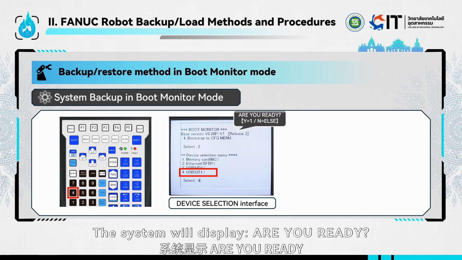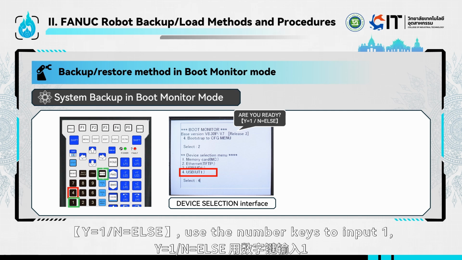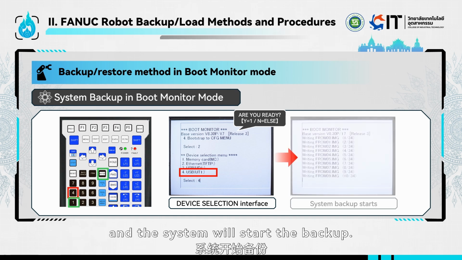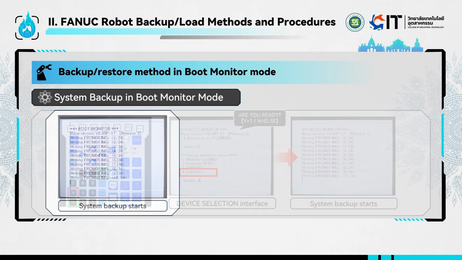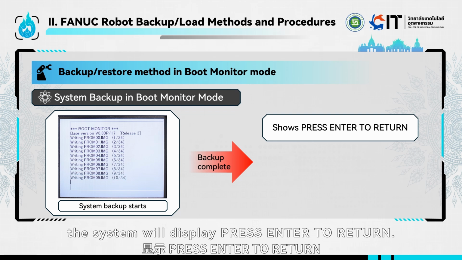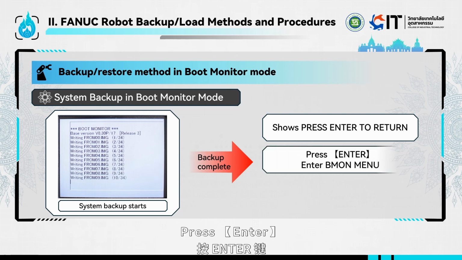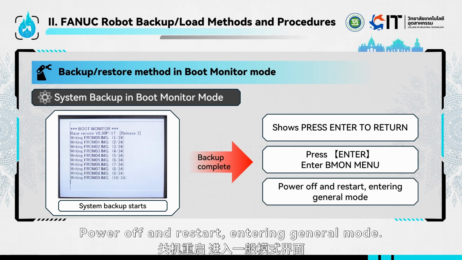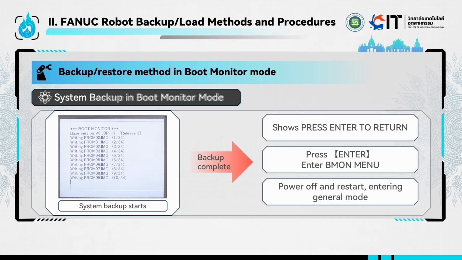The system will display, "Are you ready? Y equals 1 divided by N equals ELSE." Use the number keys to input 1, then press enter to confirm, and the system will start the backup. After the backup is completed, the system will display press enter to return. Press enter to return to the MON menu screen. Power off and restart, entering general mode.